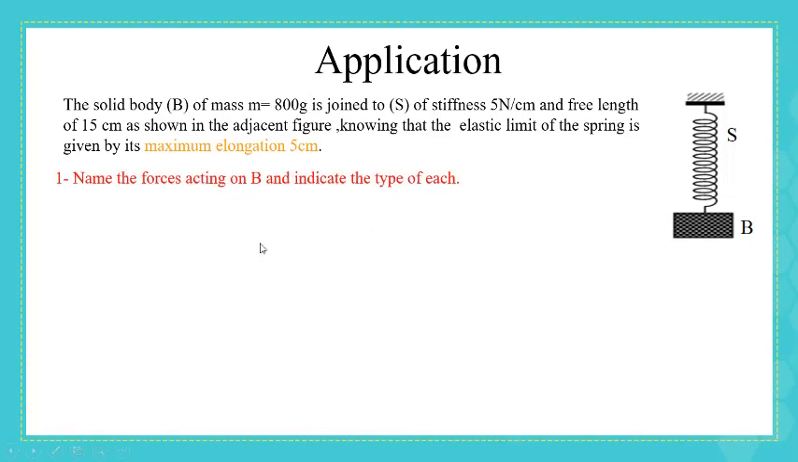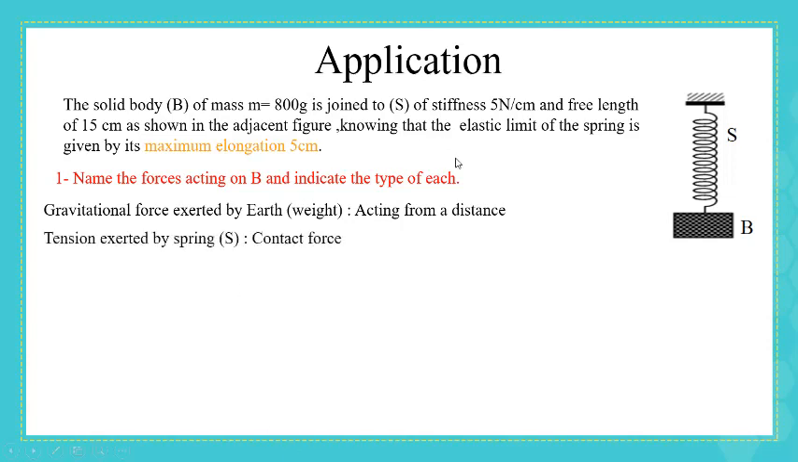The first question is to name the forces acting on B and indicate the type of each. Of course, we have the weight and the tension force. Gravitational force exerted by Earth, which is the weight force, its type is a force acting from a distance. Tension exerted by the spring S, its type is a contact force.